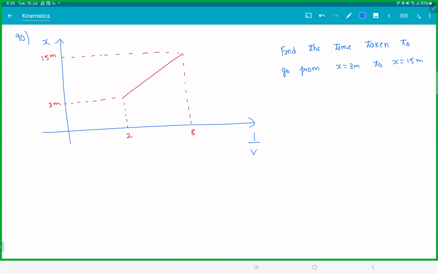Now, this is not a line passing through origin. This is some random line. Because if this line passes through the origin, you can clearly see tan theta should be 3 by 2. But this tan theta is 15 by 8. They're not matching. So that you need to figure out. It's not a line passing through origin.